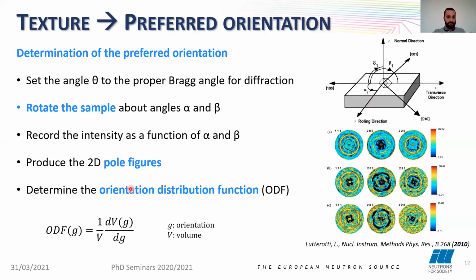And finally, the full three-dimensional representation of texture is given by the orientation distribution function, which can be achieved through the evaluation of a set of pole figures or diffraction patterns. And this orientation distribution function can be defined as the volume fraction of crystallites or grains oriented along a certain direction that is generally called g.